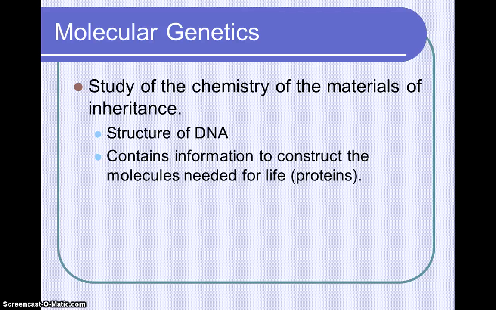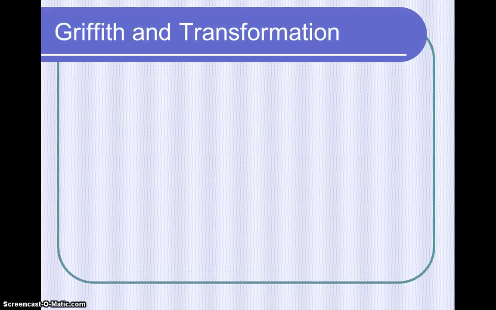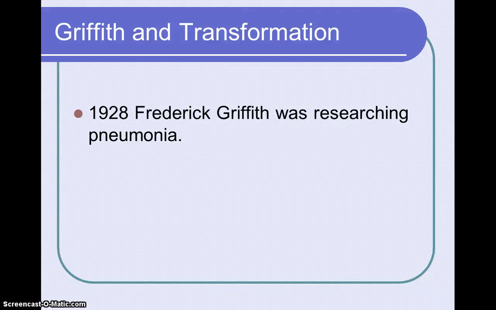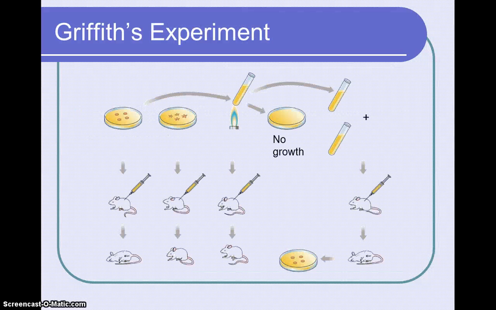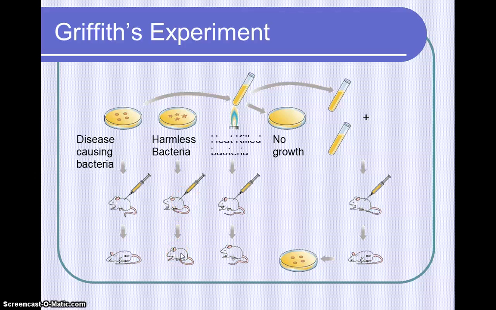We're going to look at a couple different experiments here that have to deal with DNA. First, we're going to start off with Griffith and transformation. What Frederick did was that he started researching pneumonia. In this experiment he had a disease-causing bacteria. He injected that into a mouse, and it killed the mouse. Then he had harmless bacteria. He injected that into the mouse, and the mouse stayed alive.